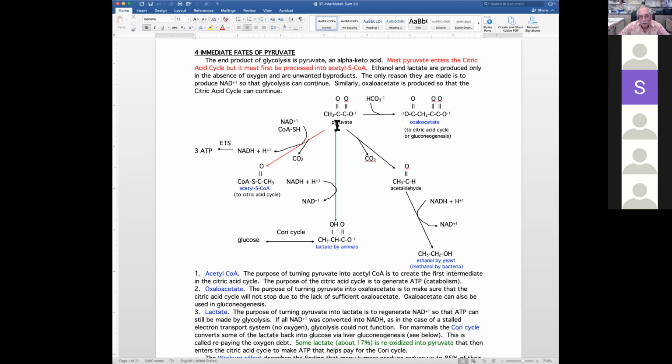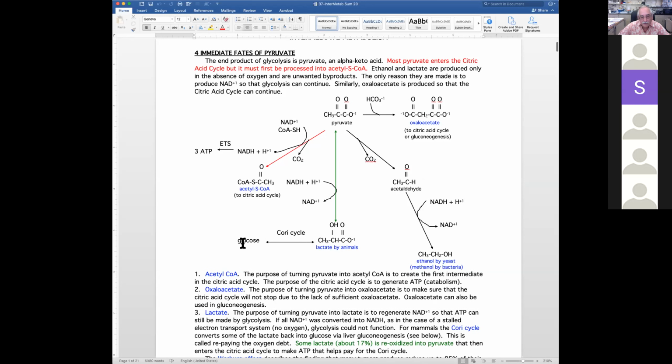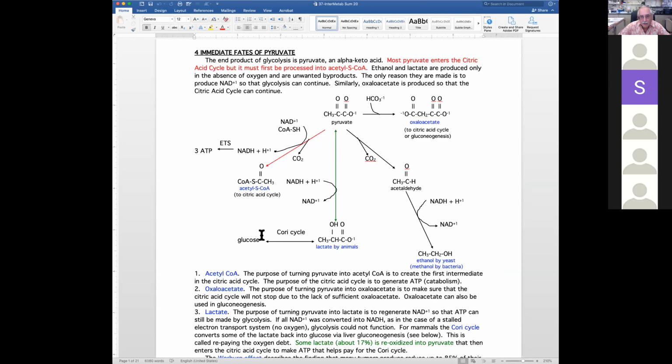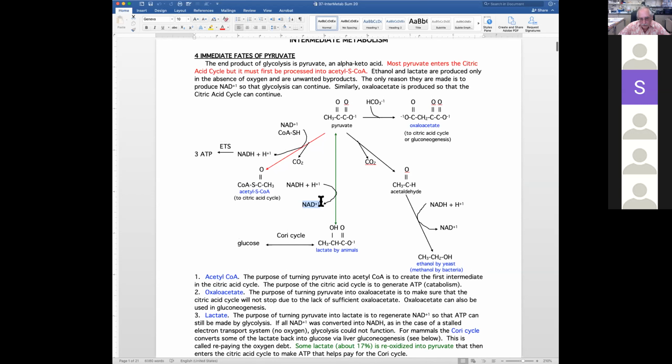And then pyruvate can be turned into lactate by animals, which ends up through the Cori cycle going back to form blood glucose, essentially. So you're taking pyruvate and you're reducing it into lactate. And the only purpose for doing that is to generate NAD to be used in glycolysis. So you can go back and make 2 ATPs from anaerobic glycolysis.